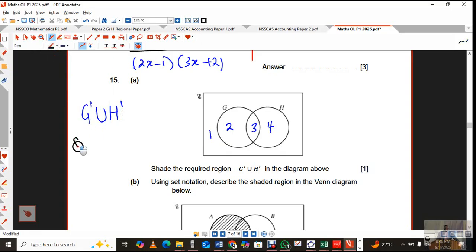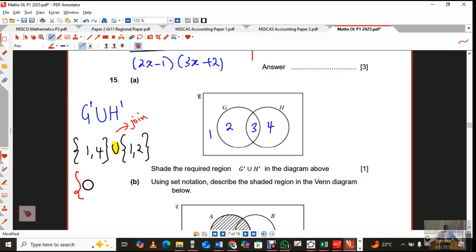So let's write down the stuff that is not in G. What is not in G is 1 and 4. You agree? So 1 and 4. Union, they will be together. What is not in H is 1 and 2. Right, so the union means togetherness. Okay, this is together. So we're going to join that stuff.